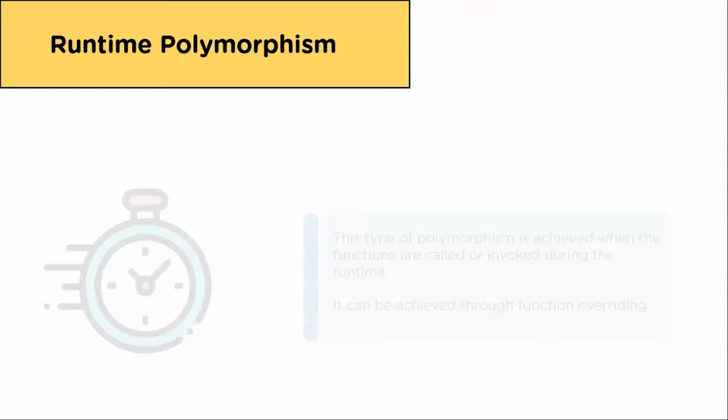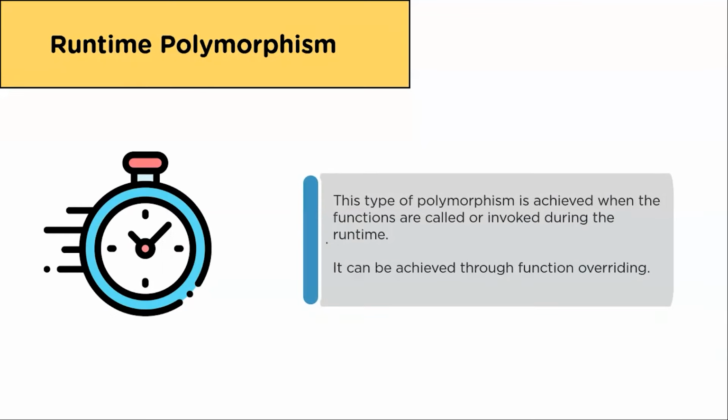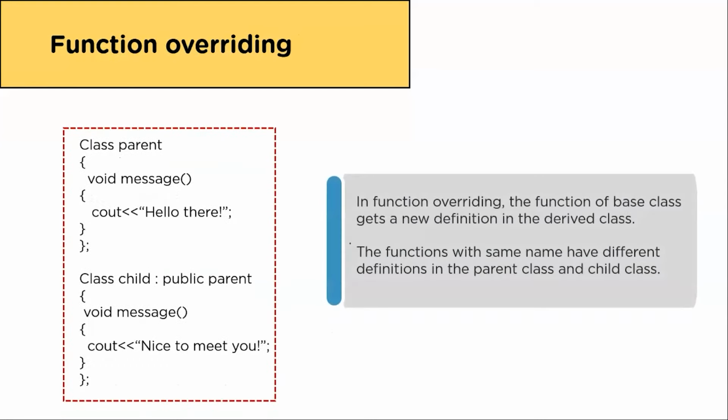Now coming to runtime polymorphism. In this type of polymorphism, the functions are invoked during the execution of program, that is during runtime. This runtime polymorphism can be achieved through function overriding. So let's understand this function overriding. In function overriding, the function of the base class gets a new definition in the derived class. In this, more than one function has the same name and same type of parameters. The only difference is in the definition of both the functions. That is, functions have different definitions in the parent class and the child class.